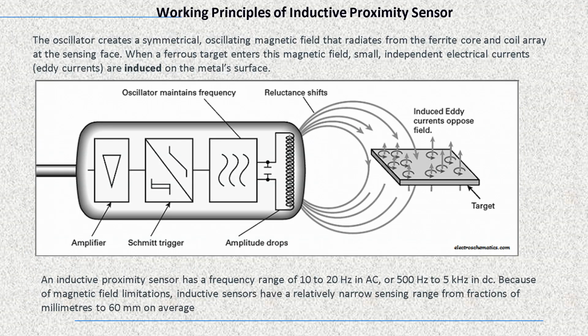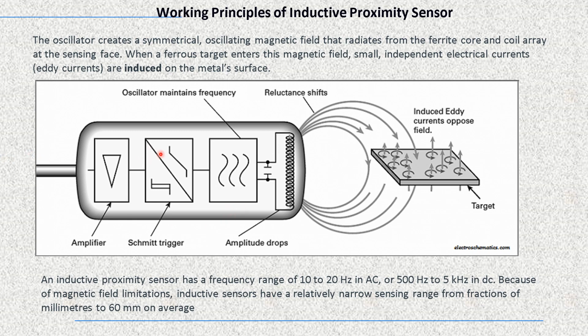Going to get to know the working principle of the inductive proximity sensor. So, an inductive proximity sensor relies on electromagnetism to detect nearby metal objects. It creates a constantly oscillating magnetic field using a high frequency current within a coil. When metal enters this field, eddy currents are induced, and these eddy currents weaken the original magnetic field.